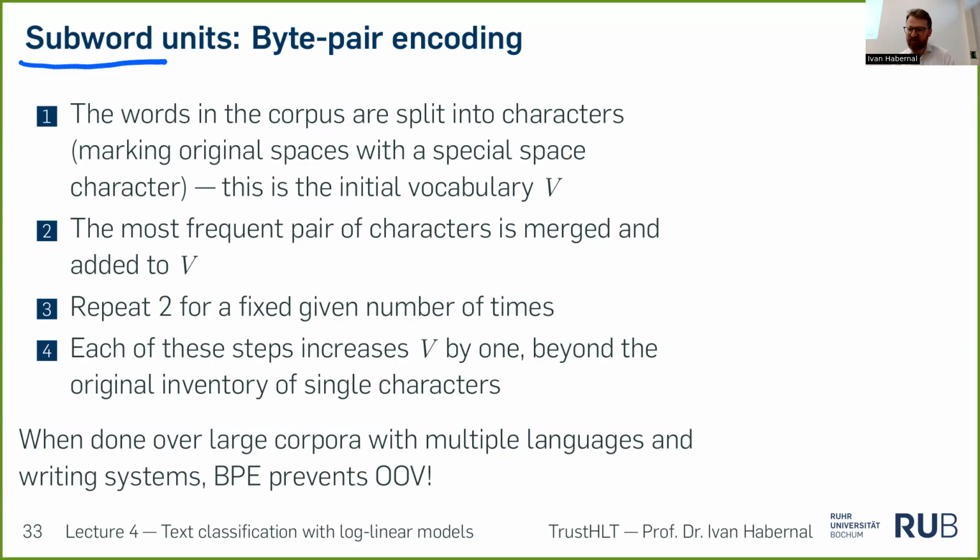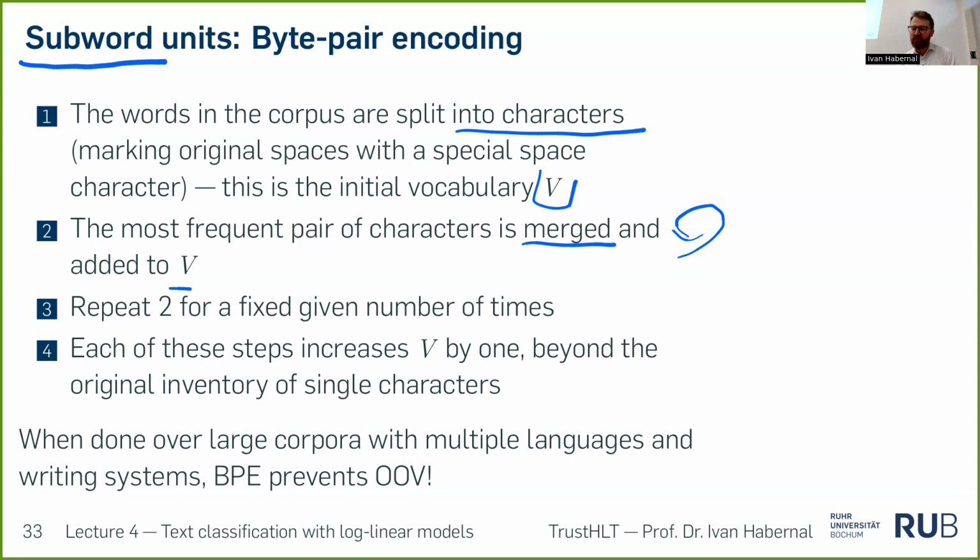One of the examples is byte pair encoding. We take the words in the corpus, and first we split them into characters. This is our initial vocabulary V. So now in the vocabulary we have all characters from the alphabet. Then we take the most frequent pair of characters, merge it together and add it to the vocabulary. We repeat this a number of times, until we reach the desired size of the vocabulary, and we're good.